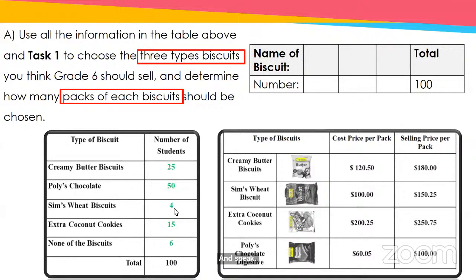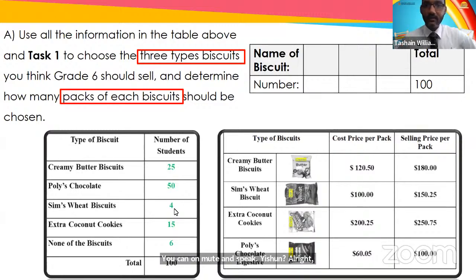All right, Krishan? Looks as if. All right, let's move to the next person. Ishan. Ishan, hand is up. Ishan, would you like to speak? You can unmute and speak, Ishan. All right, so Ishan's mic is open, Mr. Williams. All right, Ishan, let's go.